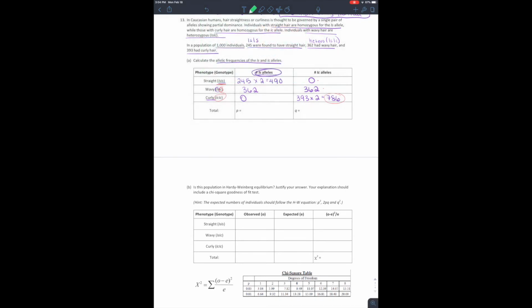So let me do a different color again. So let's calculate the total. So the p is going to be 852 divided by 2,000. And that is going to be equal to 0.43. q is going to be 1,148 divided by 2,000. It's going to be equal to 0.57. So far, so good.